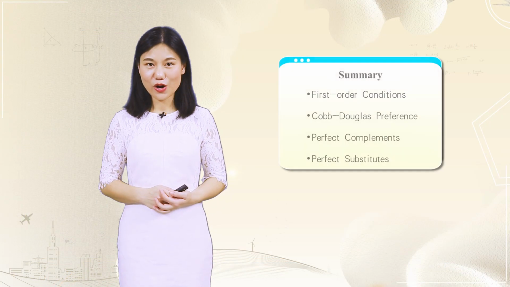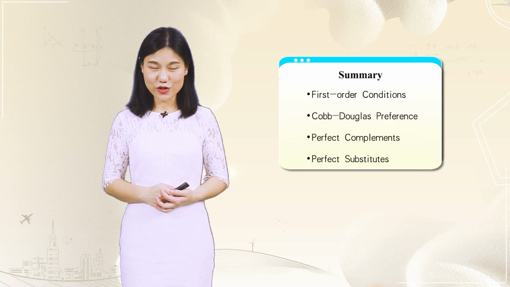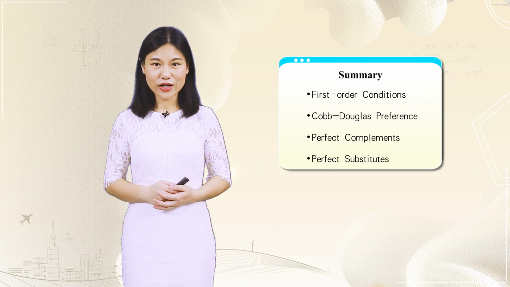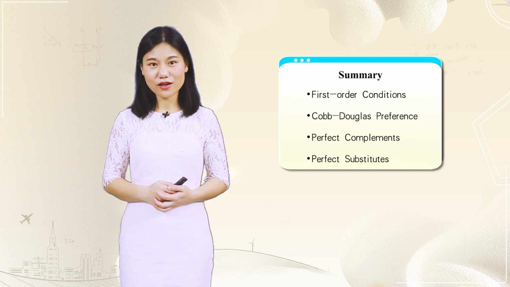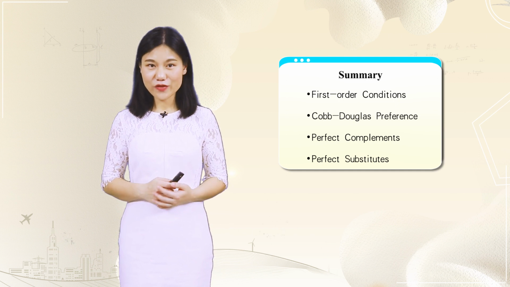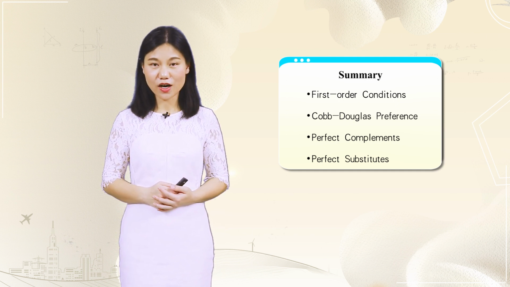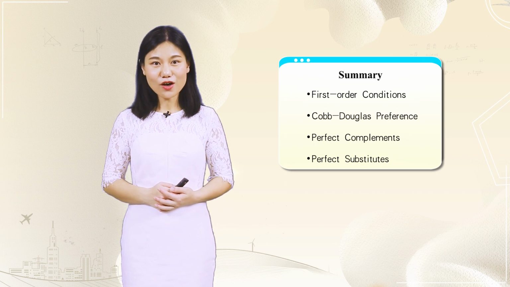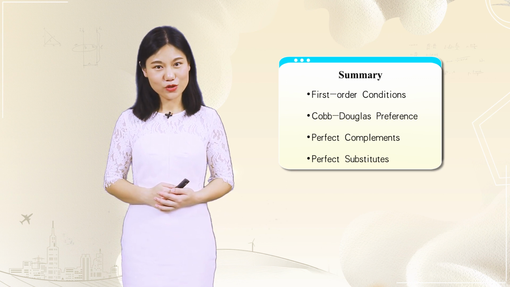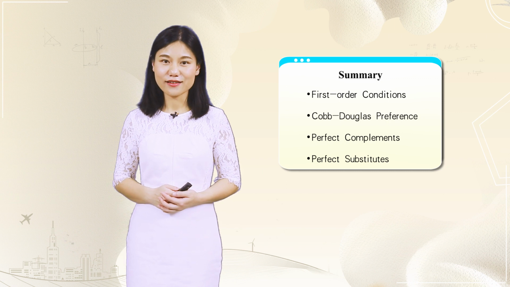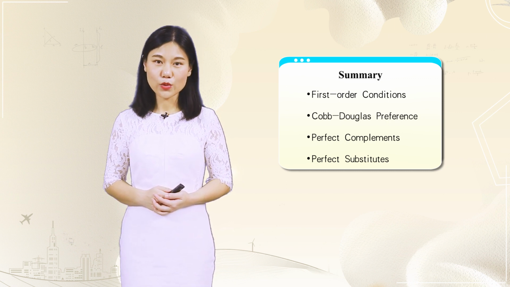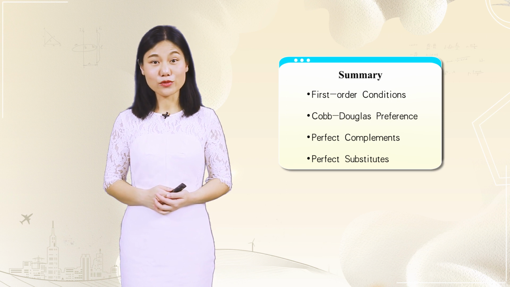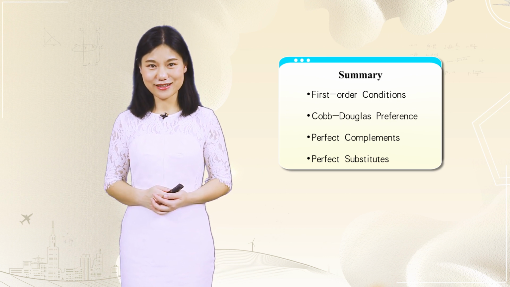In this lecture, we have learned the consumer's optimal choice and applied the conditions of optimal choices to Cobb-Douglas preference, perfect substitutes, and perfect complements. By solving the consumer's optimal choice problem, we obtain the consumer's demand function, which is a function related to income and the prices of commodities.